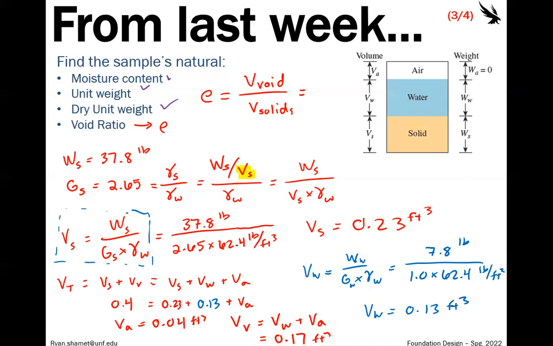We know everything now to plug in for our void ratio. And this will be 0.17 cubic feet divided by the volume of solids at 0.23 cubic feet. And we have a void ratio of then what? 0.74. That will be our void ratio.